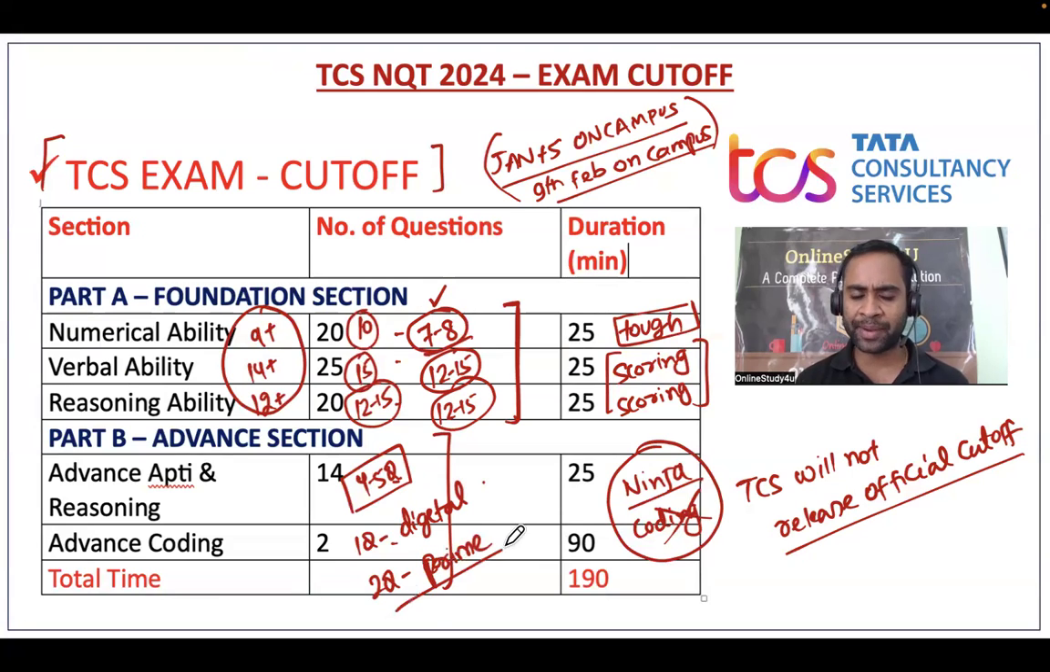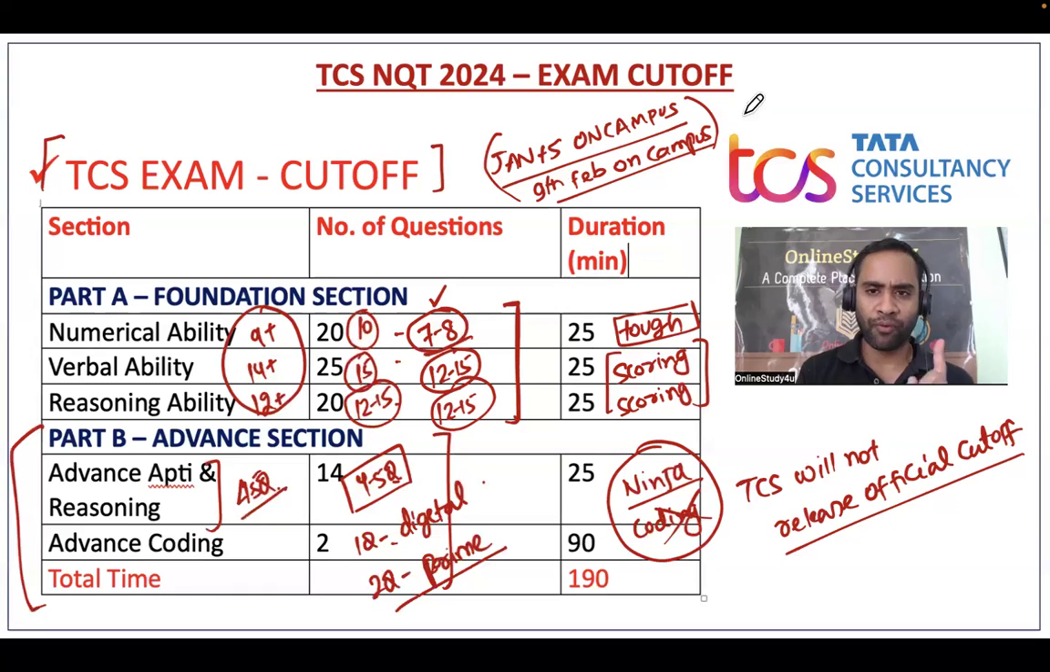Okay, one more thing. Many of the students were saying, sir, what if in advanced aptitude and reasoning we solve only one question and do well in coding? So friends, you have to understand that all 3 sections are together. You have to perform well in advanced aptitude and reasoning also. So at least 4 to 5 questions you need to target.